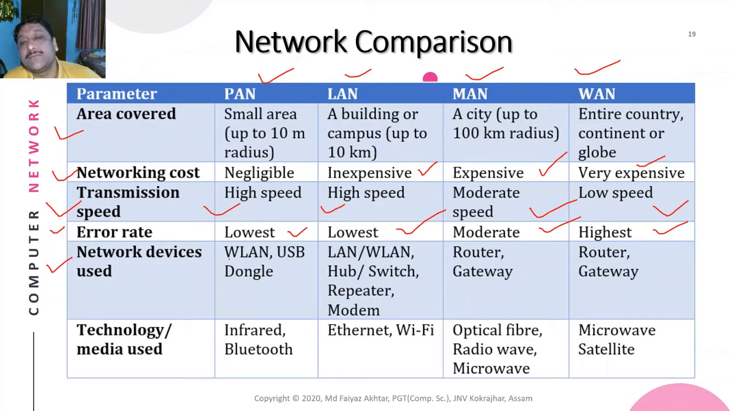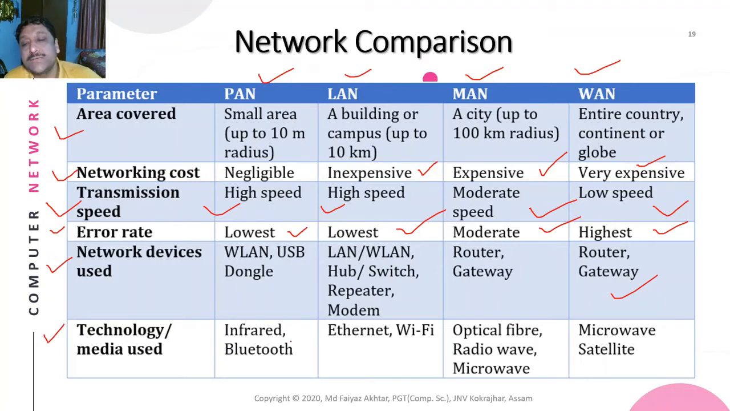Now network devices used. See what are the devices used in PAN. WLAN, USB and dongle are used. In LAN, WLAN, hub, switch, repeater, modem, these devices are used. Now in MAN network, router or gateway is used. And in WAN network, router and gateway is used. What technology is used here?